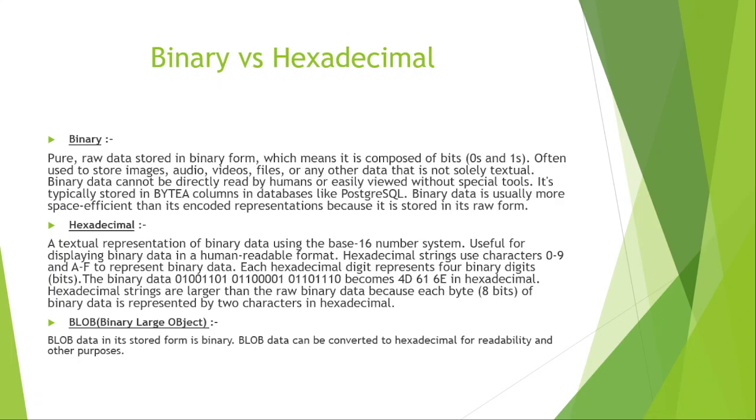So if I state the difference between binary and hexadecimal, binary is the raw form of any text, image or audio. It consists of 0 and 1 only, and it cannot be read normally by the human eye, because we cannot interpret it.